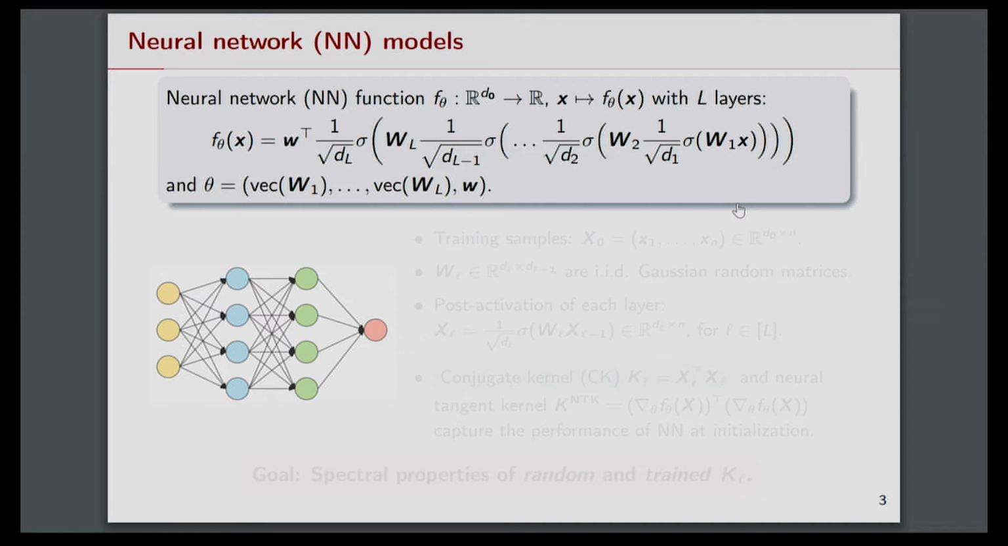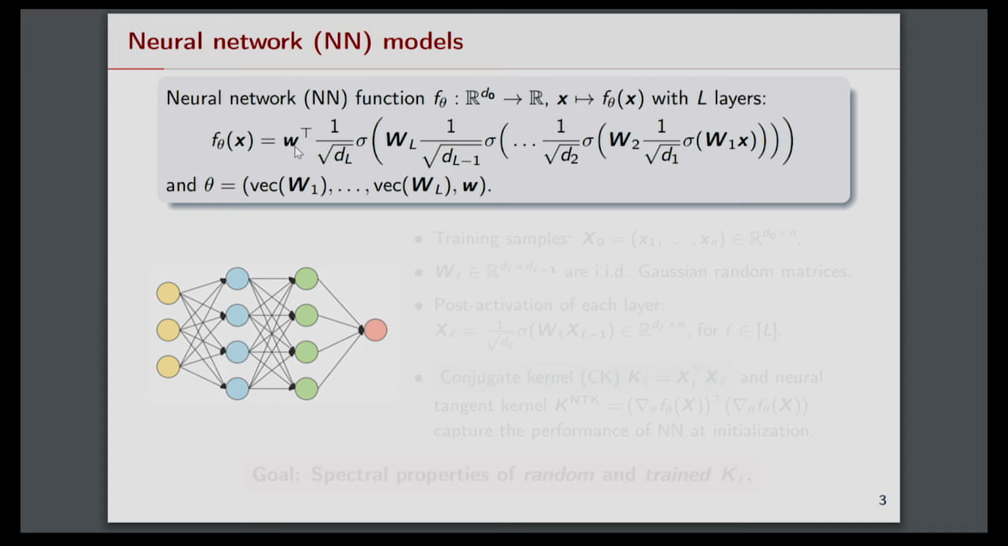The model I'm considering is a fully connected neural network. Here we have input x, apply a matrix W1, and apply the nonlinear activation function sigma entry-wise. The 1 over square root D1 is a scaling to make sure the output of the first layer is order 1, where D1 is the number of neurons in the first layer. Then you iteratively apply this for the second layer until the last layer.